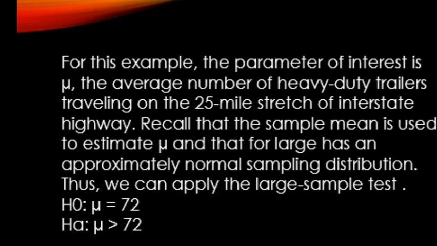Okay, so for this example, what are we trying to test? We are trying to test that the average traffic is heavier than for the rest of the highway. So we are trying to test H0: mu equals 72 versus HA: mu greater than 72. So we are trying to prove this. For the sample that we have picked from the population, for a large sample size, the sample mean will be approximately normal using the central limit theorem.